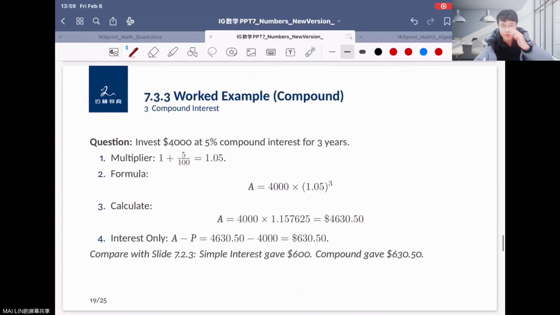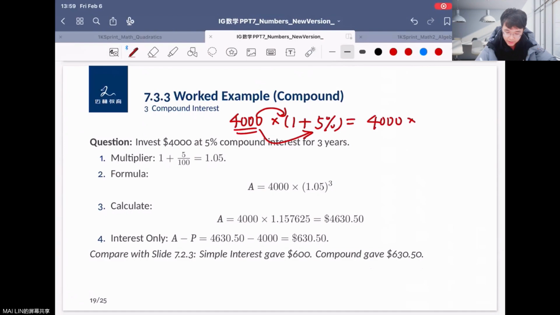Here is an example: invest $4,000 at 5% compound interest for 3 years. The base money is 4,000 and the compound interest is 5%. After 1 year, the total amount is 4,000 times 1, the original base amount, plus 4,000 times 5%, the money you earned. So it's 4,000 times 1.05, and this is for the first year.